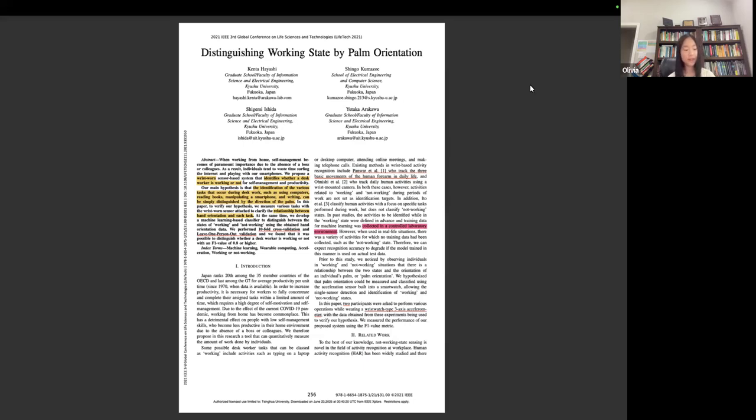So in this research paper, a smartwatch with a sensor is attached to the wrist of a hand. The fingertip direction, so outward, is defined as the y-axis direction. Rightward is defined as the x-axis direction, and downward from the palm is defined as the z-axis direction.